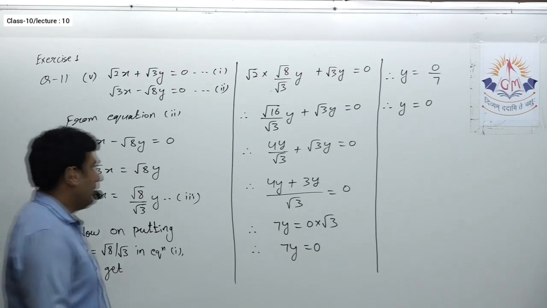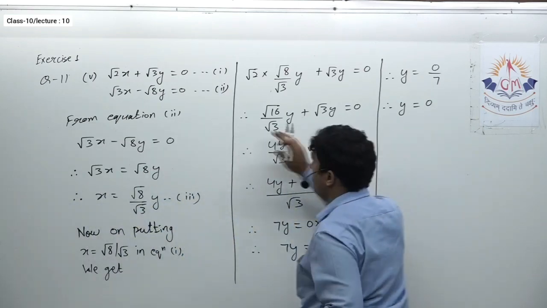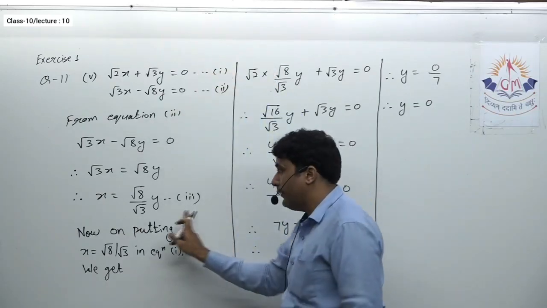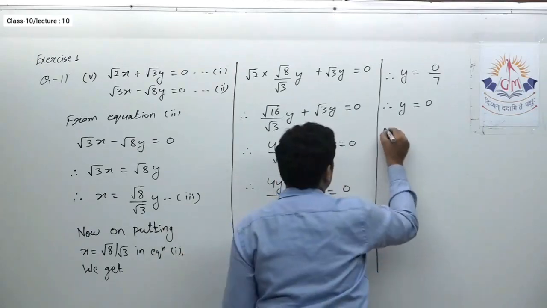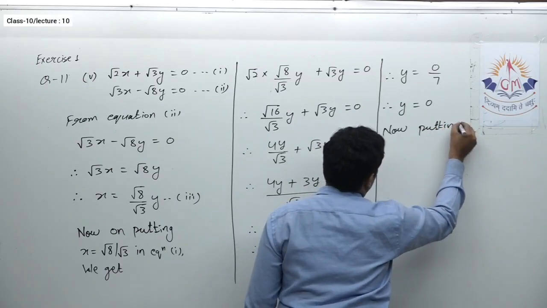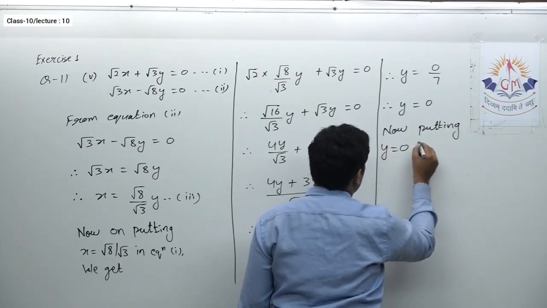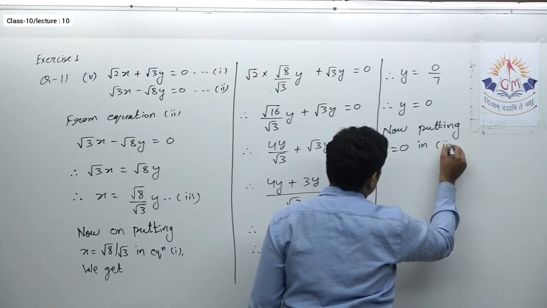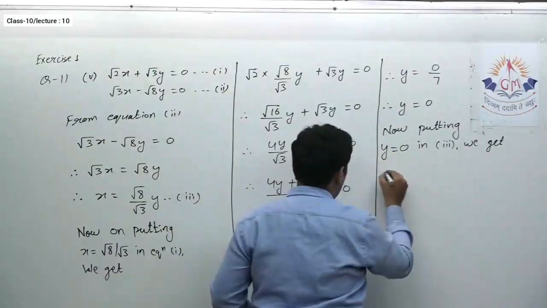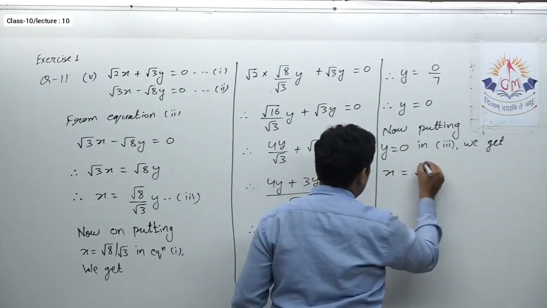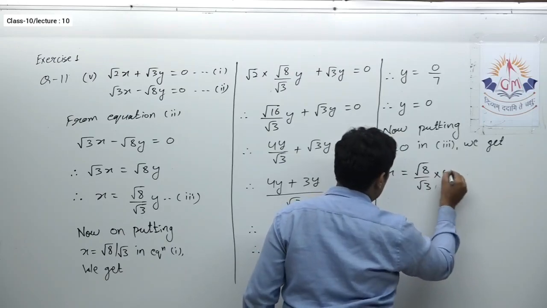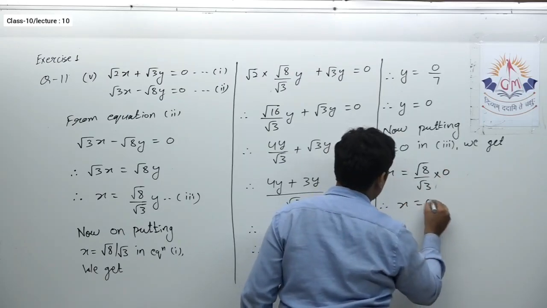Okay, so now what we will do, we'll put y equal to 0, as I told you earlier, in equation 1 or 2, but I will prefer the third. So now putting y equal to 0 in the third, we get, let us see what we will get. x is equal to root 8 upon root 3 y, that is 0. So ultimately x is equal to 0.